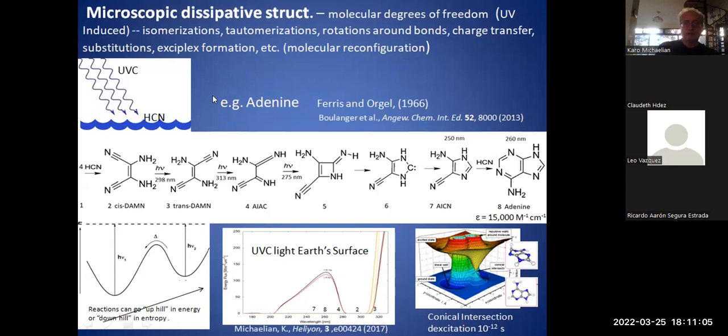Now, it can be shown that you can produce adenine, one of the bases, rather easily with just hydrogen cyanide in water and with ultraviolet light over the system. And this experiment was done in 1966 by Ferris and Orgel. And later, Boulanger et al. did the quantum mechanical determination of the potential energy surface of the excited and ground state. And they were able to look at the energy barriers in going from one molecule to another to arrive finally at adenine. So this is the reaction, chemical reaction and photochemical reactions occurring here.